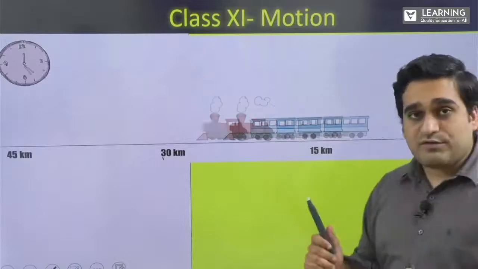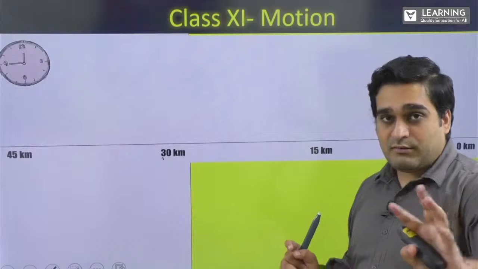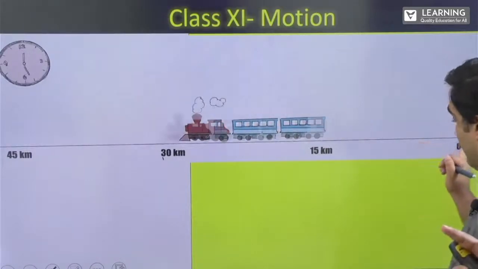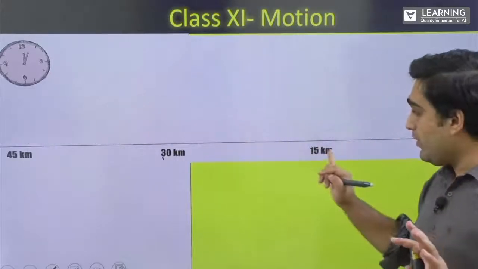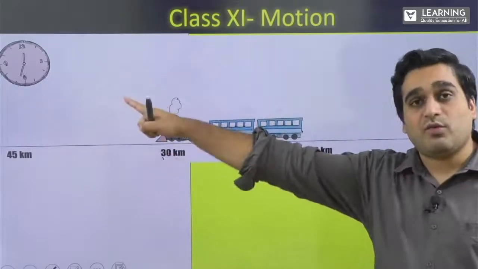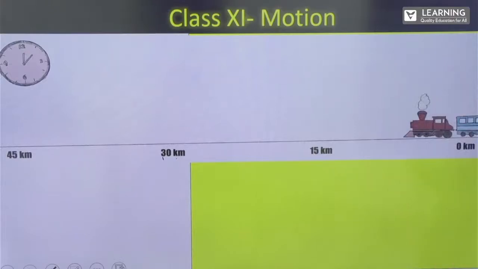So I'll move out of the frame. Don't worry, I've not disappeared. I'm not Mr. India to disappear all of a sudden. But have a look at it: when the train passes from 0 to 15, what will be the time? 15 to 30, what will be the time? And 30 to 45, what will be the time? You ready? Okay, go ahead, take a look at it.